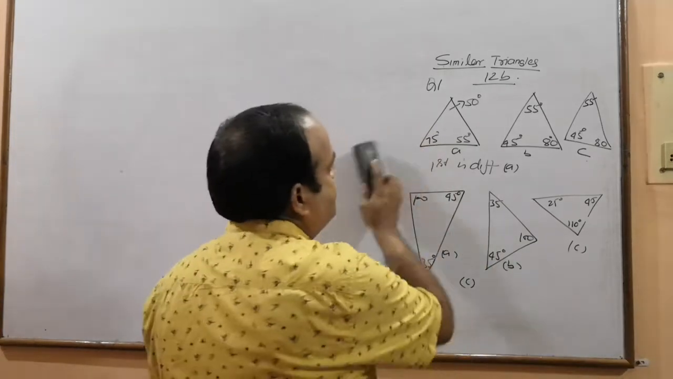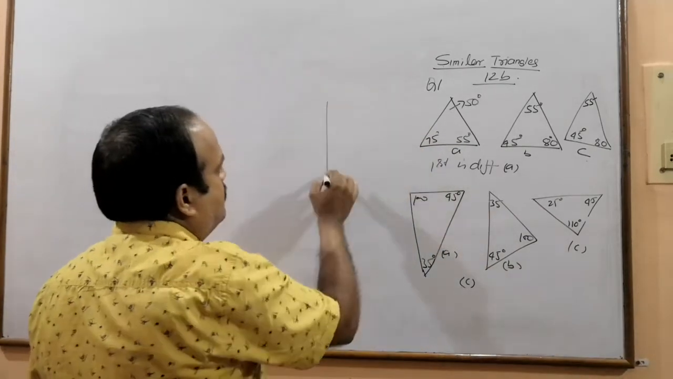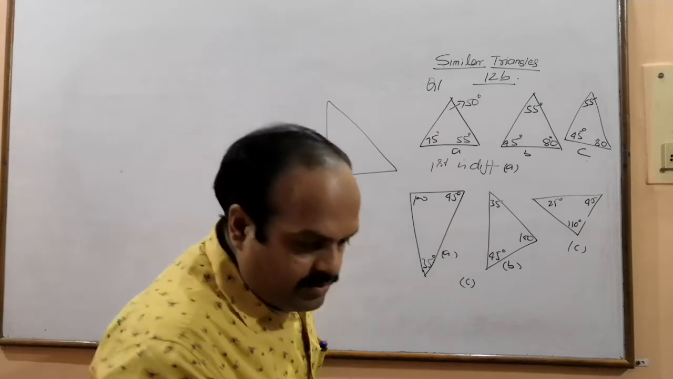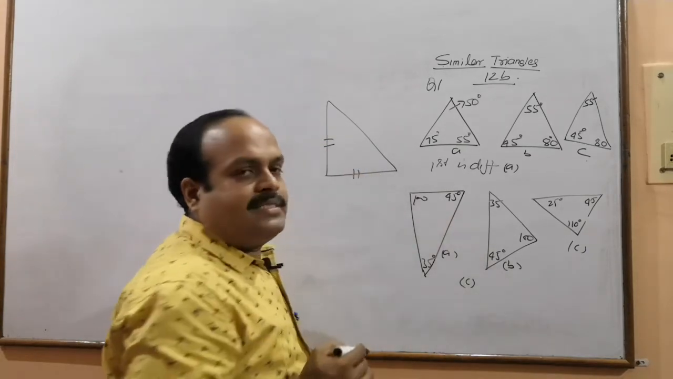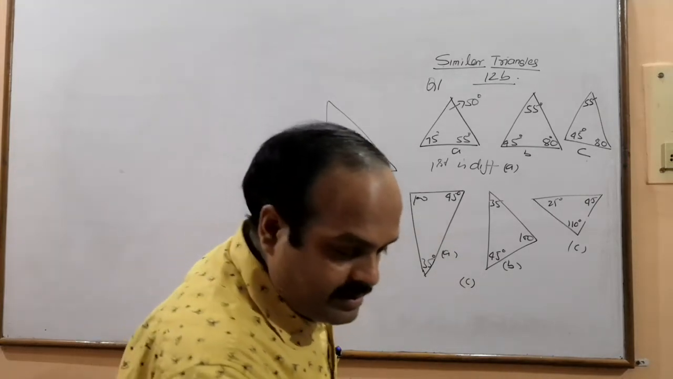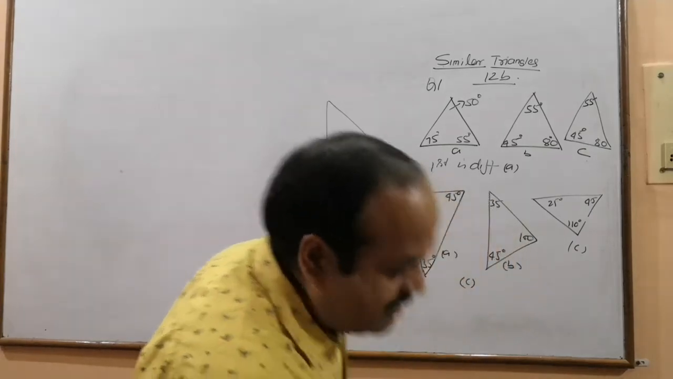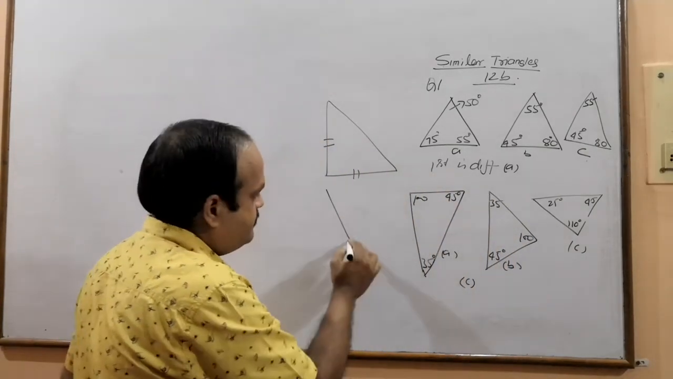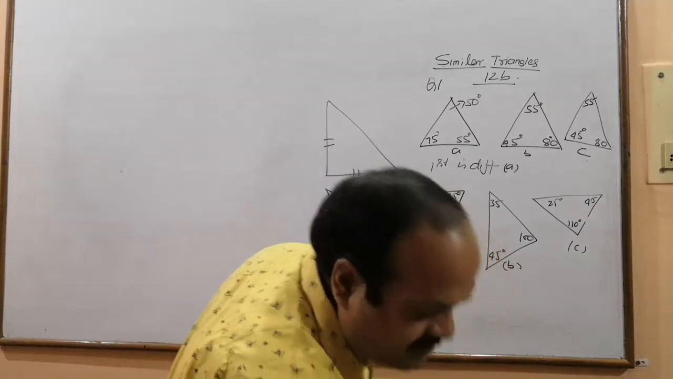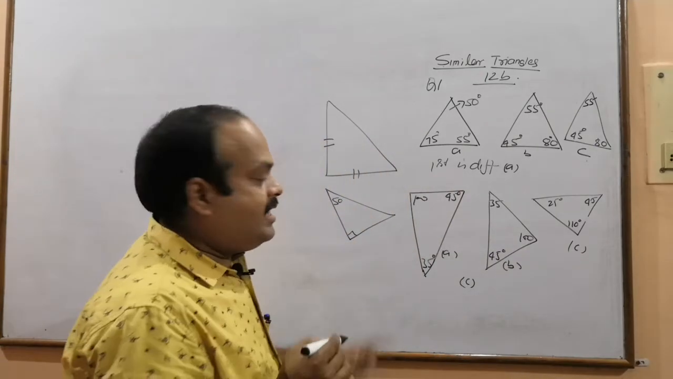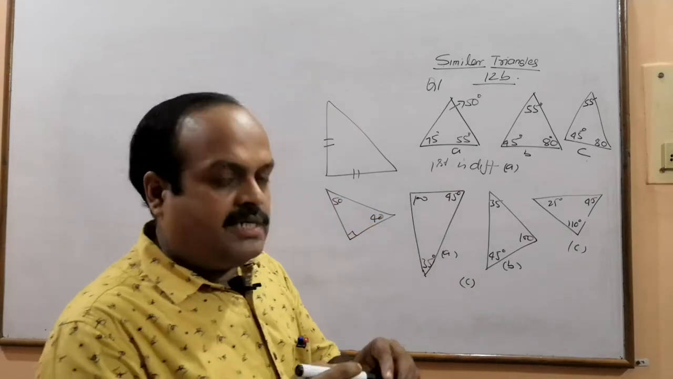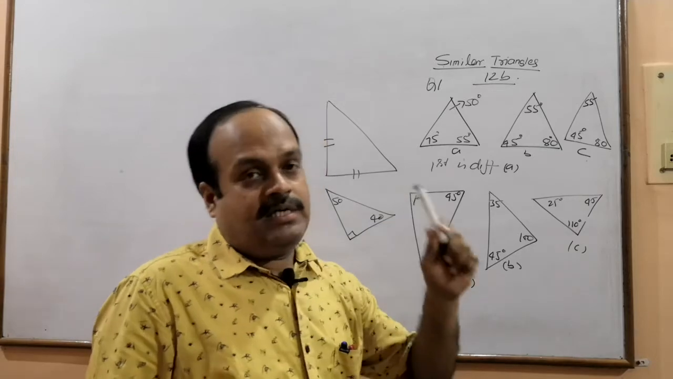Third one. What do we have in the third? We have these symbols. These symbols indicate that the sides are equal. Another one, we have a right angle triangle. This angle is 90 while this angle is 50. So let us calculate this angle. That will be 40, because 90 plus 50 is 140, so the third one will be 180 minus 140, 40 degrees.